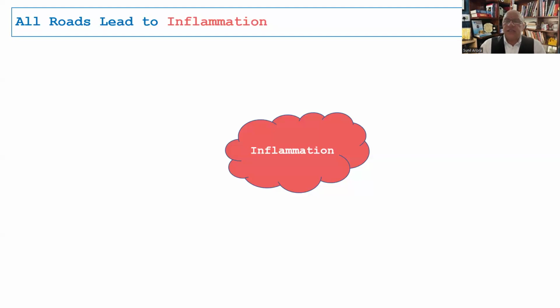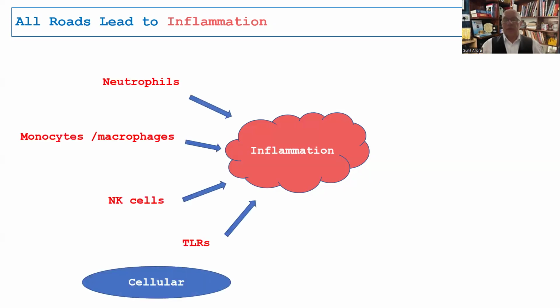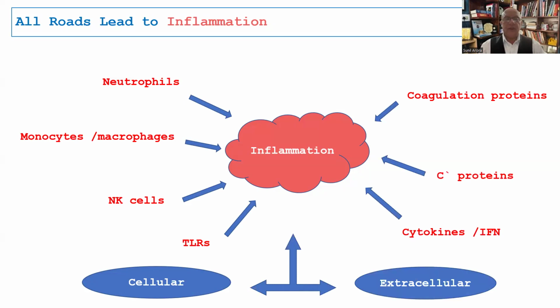And all these cells, like neutrophils, eosinophils, monocytes, many lymphocytes, and dendritic cells, they all get attracted to the site of inflammation and to the site of infection. And they all lead to the generation of a phenomenon which is called inflammation.